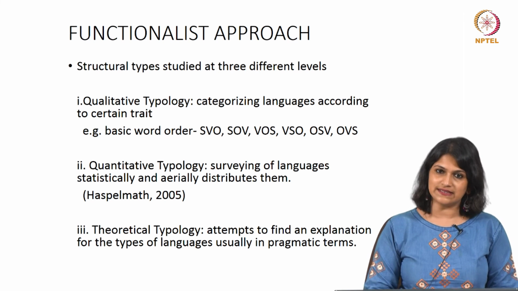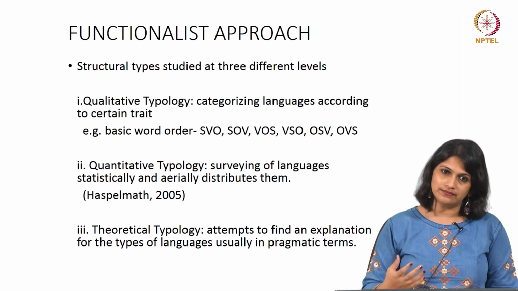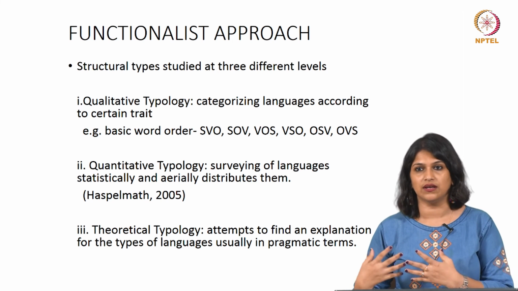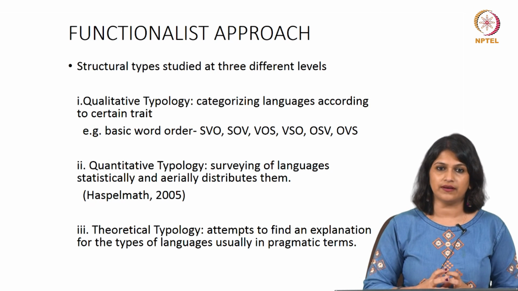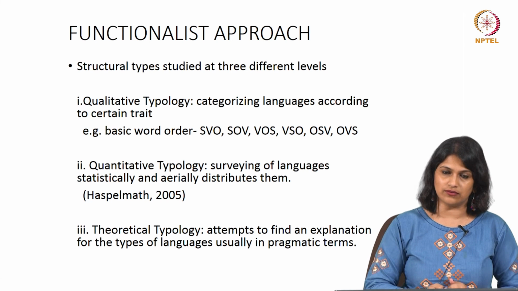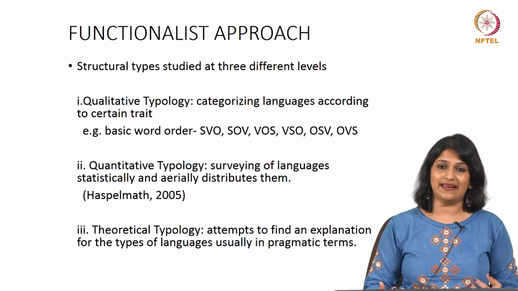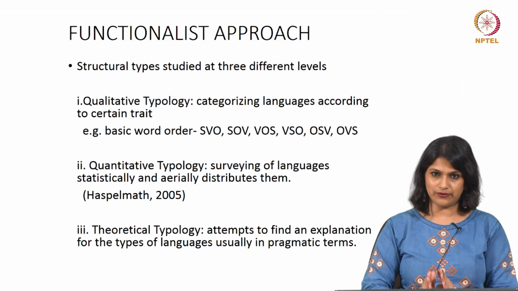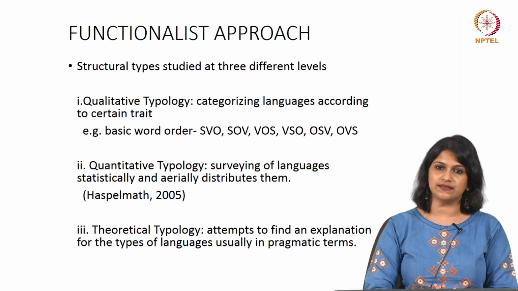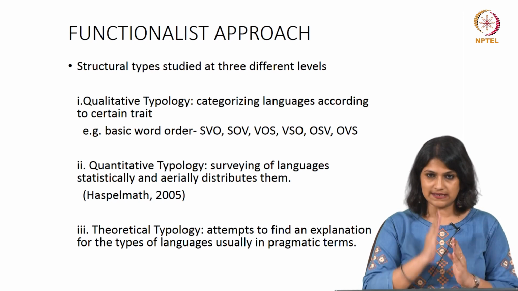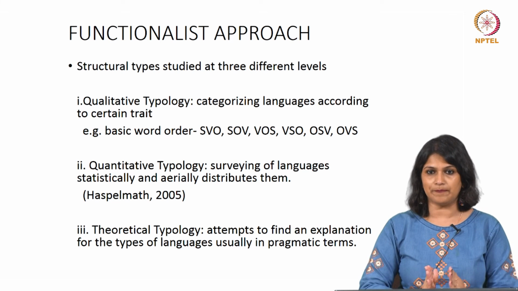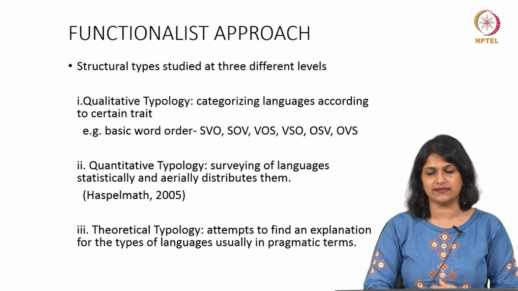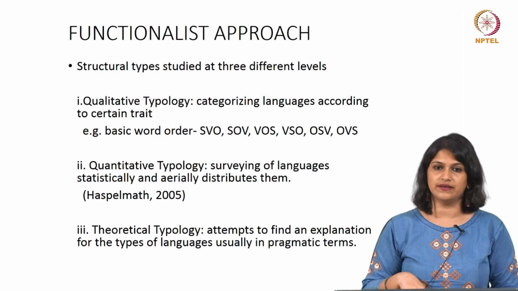Generally, this is done in pragmatic terms. Sometimes we try to understand if there is language contact, language convergence, language divergence. So if two different languages which are bordering each other yet have different word order, what could have been the possible reason for such differences? And if two different language families follow a certain type, what could be the possible reasons? So these similarities and differences would be decided on the basis of language contact, language change, and basically some pragmatic factors. So that would be the theoretical typology.